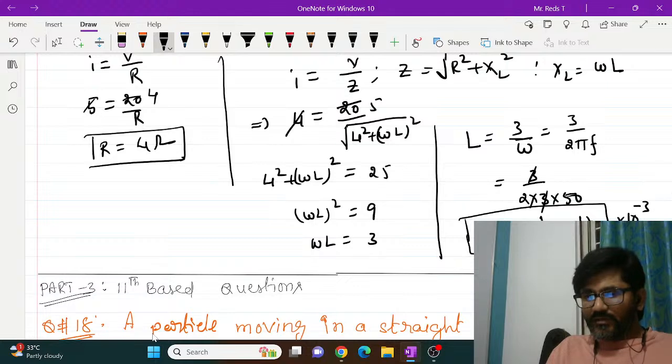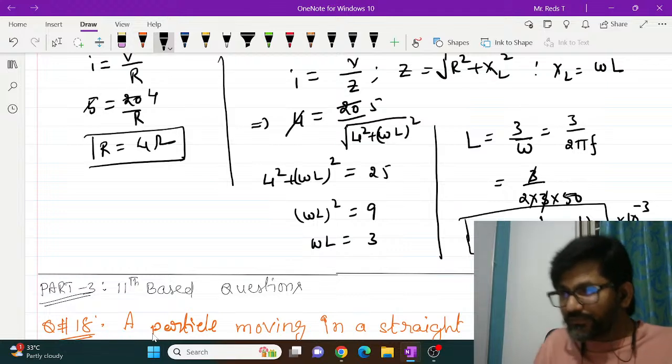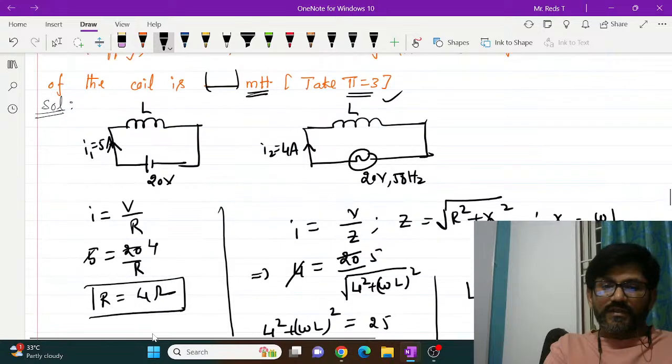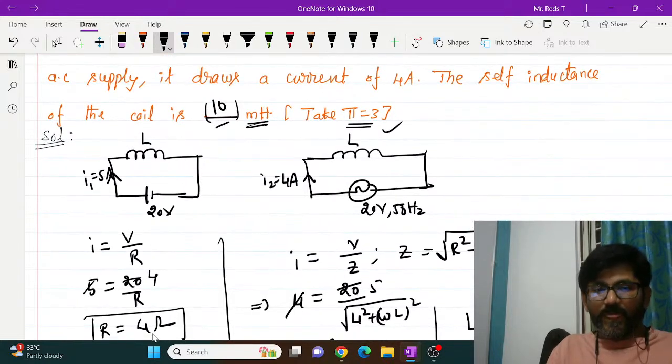The 10 power minus 3 in the numerator you can keep with the Henry, and write it as milli Henry. The 10 power minus 3 in the denominator, if you bring it to the numerator, becomes 10 power plus 3, that is 1000. So L is equal to 1000 by 100 milli Henry. Here the 100 gets cancelled, and 10 remains. It is equal to 10 milli Henry. So this is your answer. The answer here is 10, right?